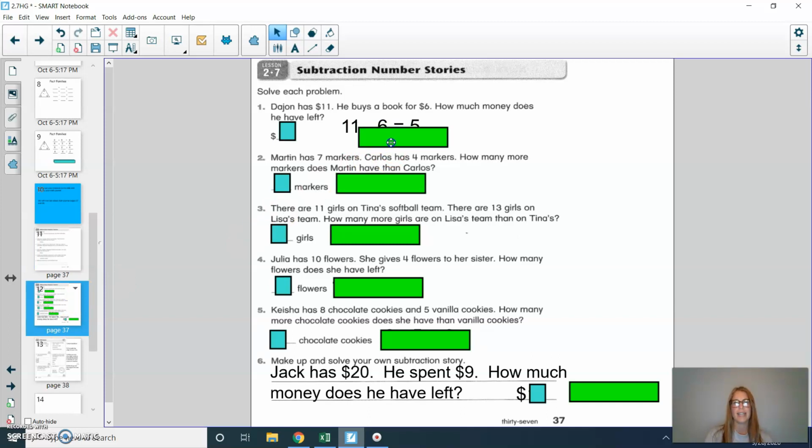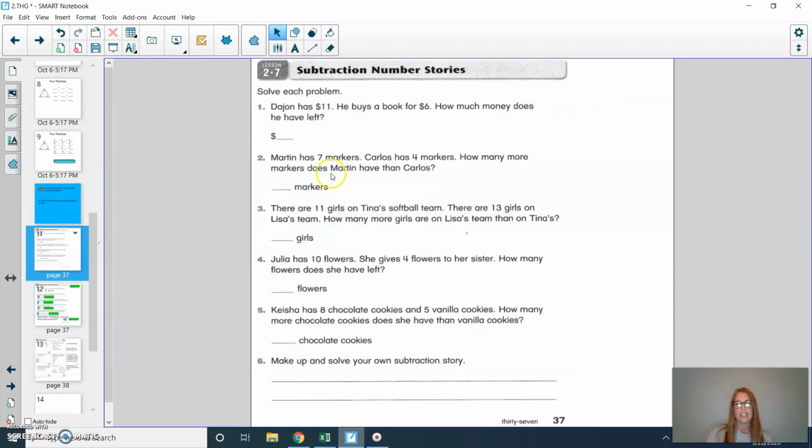So I did 11 minus 6. And then when I solved, I know that 11 minus 6 is equal to 5. So then I put $5 on the line. Now, second graders, can you go back and can you solve 2 through 5? For question number 6, you can make up your own subtraction story to solve.